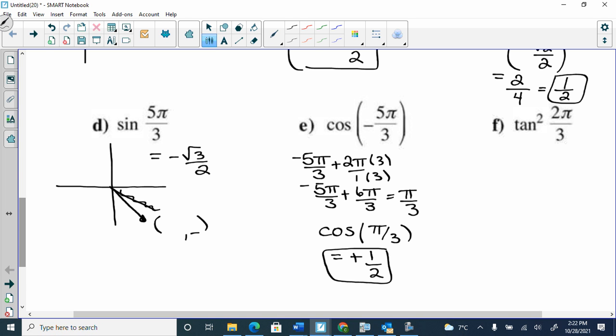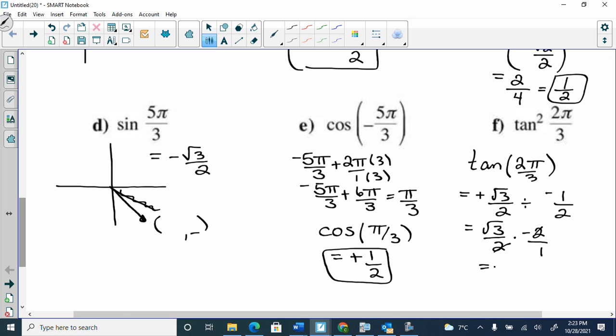And then tan 2 pi over 3 squared. We have to find tan 2 pi over 3 first, which is y divided by x. Y at 2 pi over 3 is positive, what? Root 3/2. And then x is negative 1/2. Flip and multiply. So we get negative root 3. That's what this is. But I need to do what to it? Square it. Square a negative becomes a positive. Square a square root, it becomes 3.